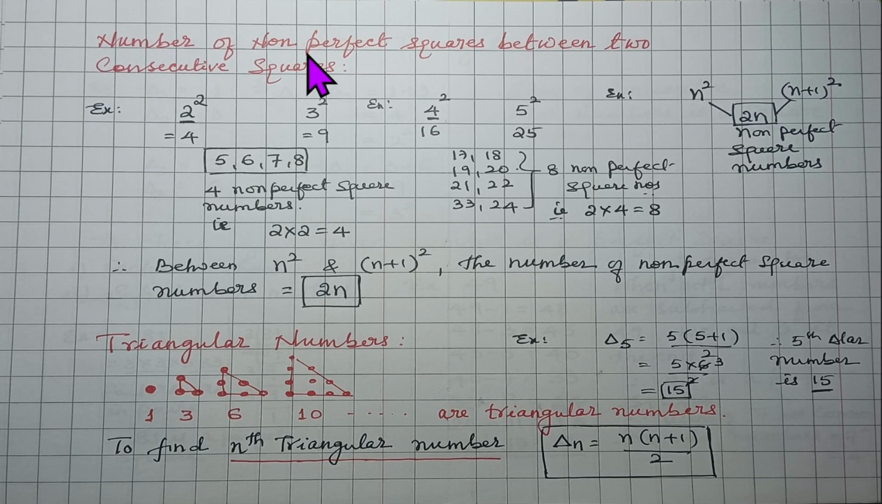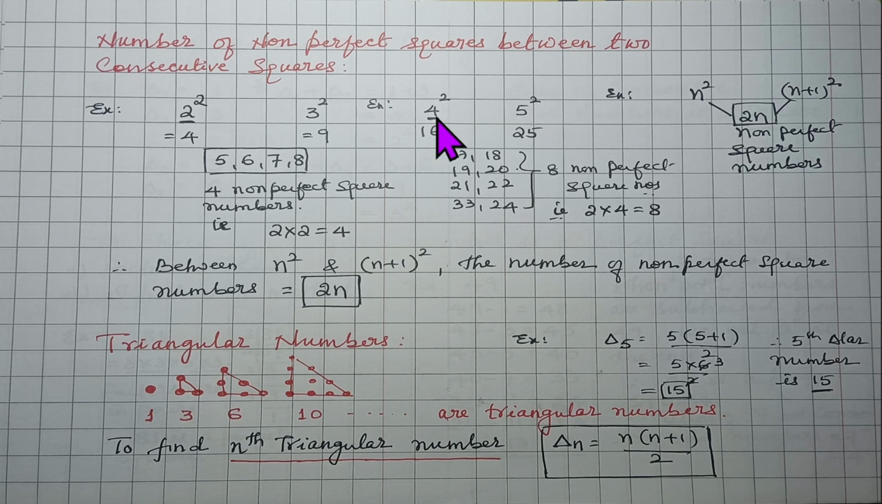Now coming to the number of non-perfect squares between two consecutive squares. Let us understand what this means. We have square numbers here: 2 square is 4, 3 square is 9. Between 4 and 9 we have non-perfect squares, that is 5, 6, 7, 8.